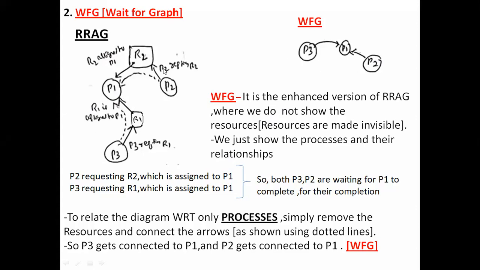If you see this particular graph, which is basically an RRAG graph model, you can see here that process P2 is requesting the resource R2.